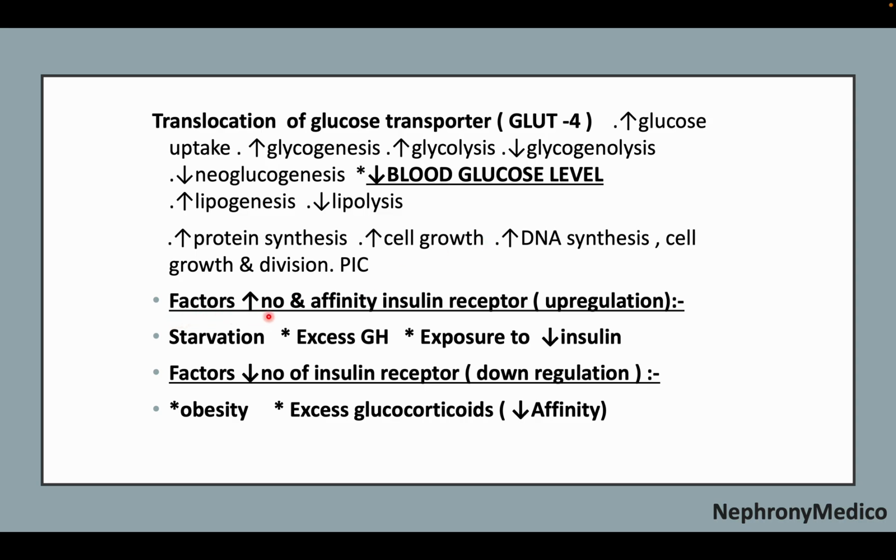The factors increasing the number and affinity of the insulin receptor are starvation, excess growth hormone, and exposure to reduced insulin. Factors reducing the number of the insulin receptor are obesity and excess glucocorticoid.